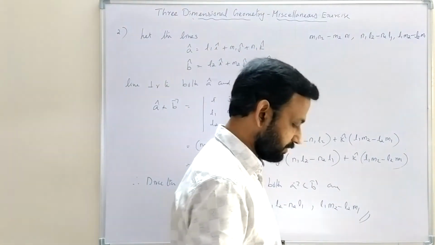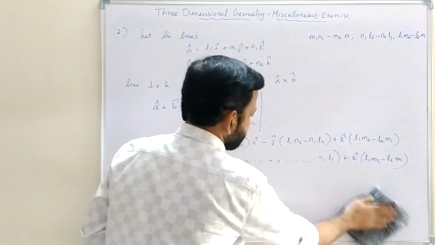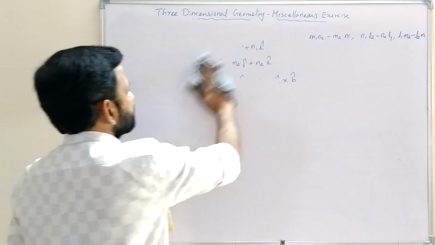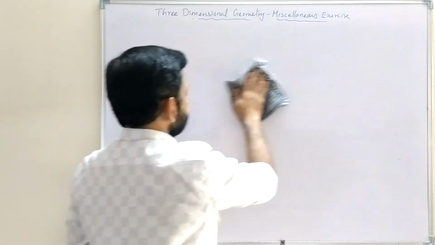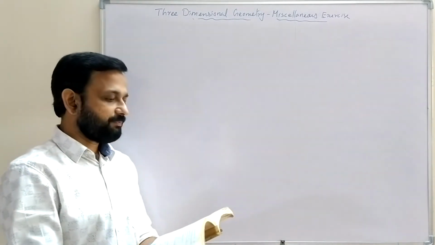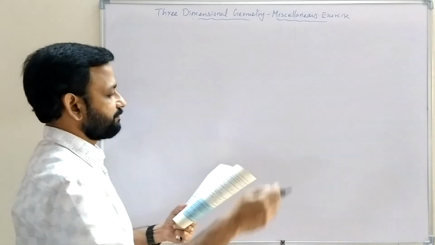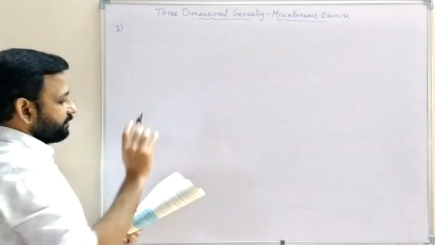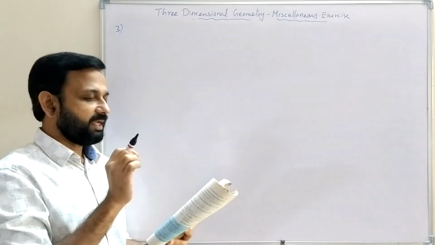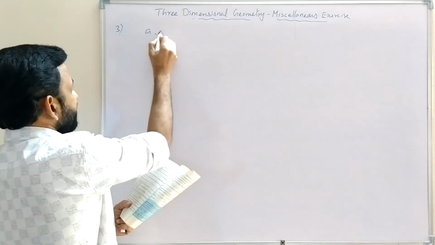So the second question is done, now we will do the third one. Question number 3. Find the angle between the lines whose direction ratios are A, B, C and B minus C, C minus A, A minus B. Direction ratios given as A, B, C.